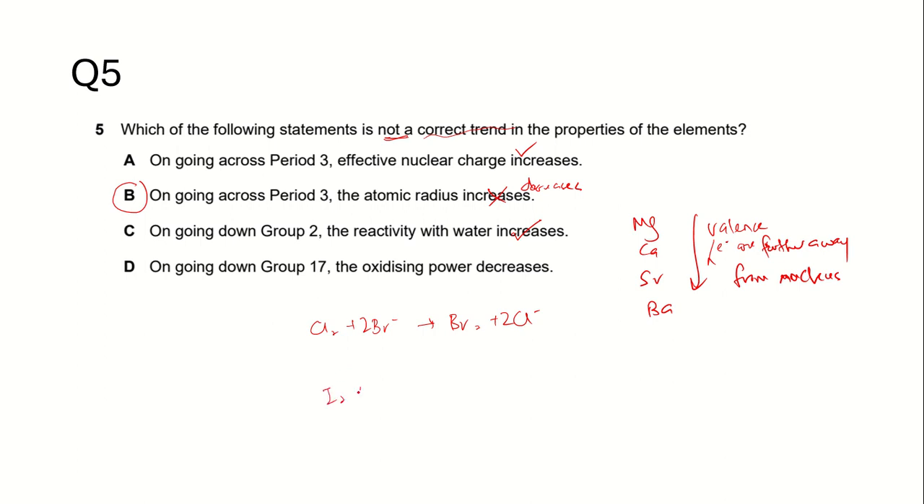Now if I add iodine to a chloride solution, chloride ions will not be oxidized. This will not happen because iodine has lower oxidizing power compared to chlorine. So only chlorine or fluorine can oxidize the other halide ions. Those halide ions below them cannot oxidize chloride and fluoride ions. So on going down group 17, oxidizing power decreases is correct. The only incorrect trend is in B.